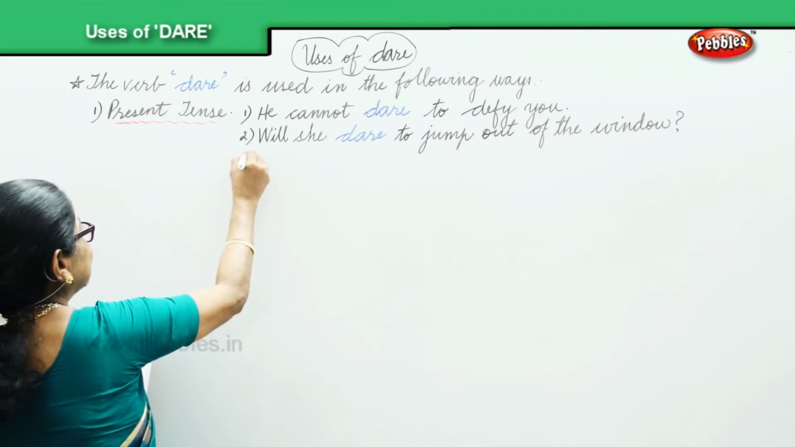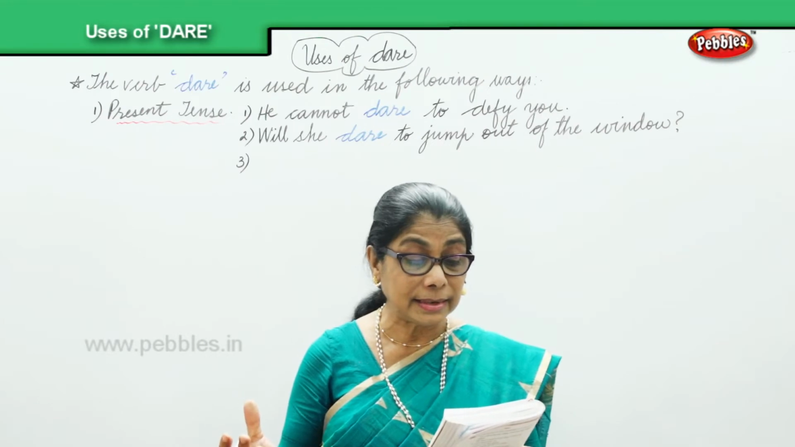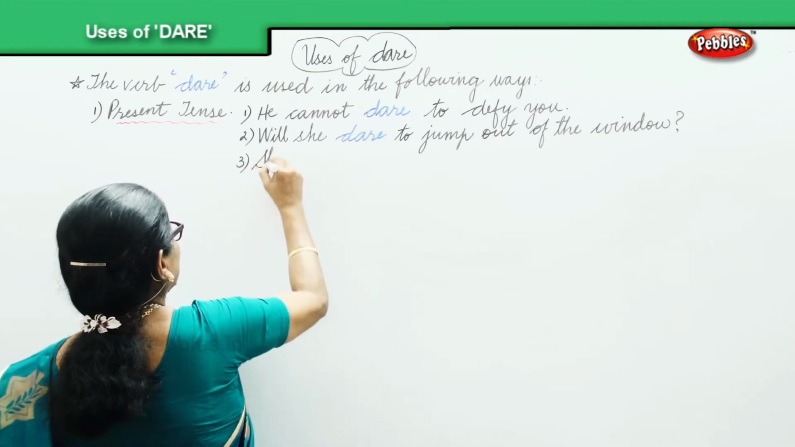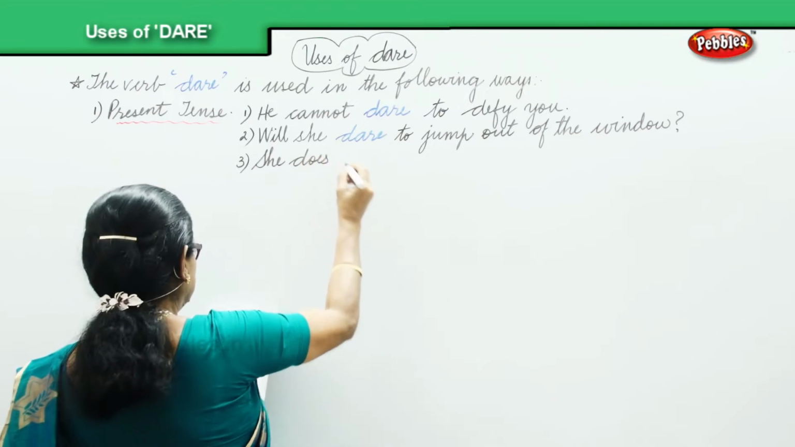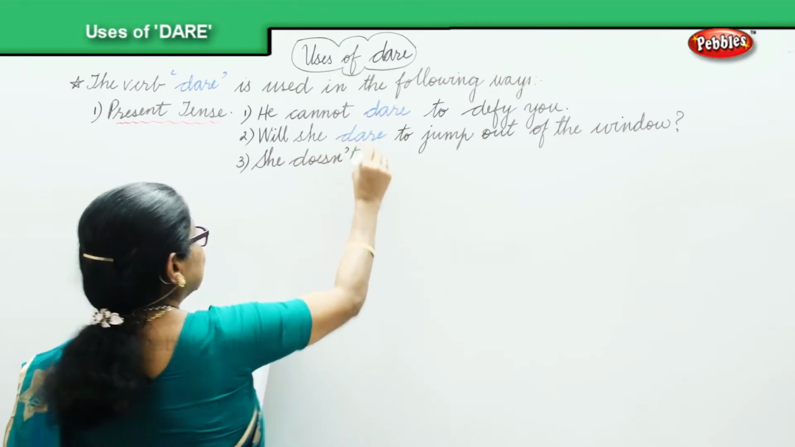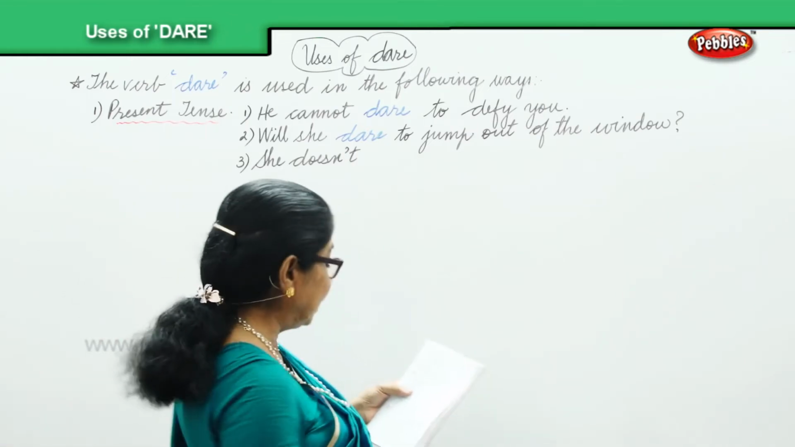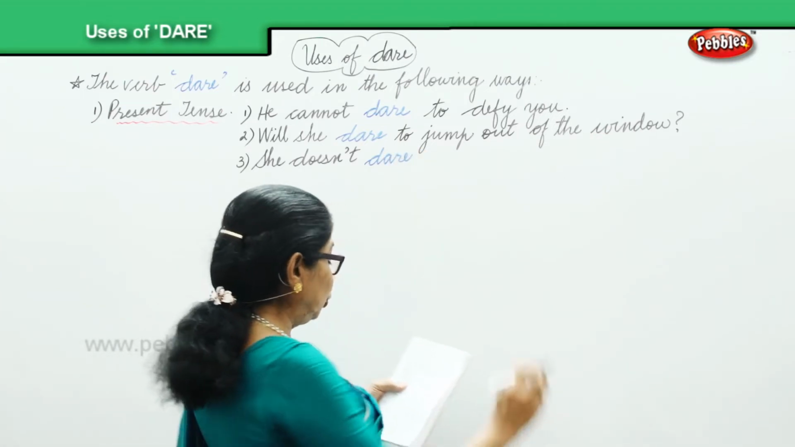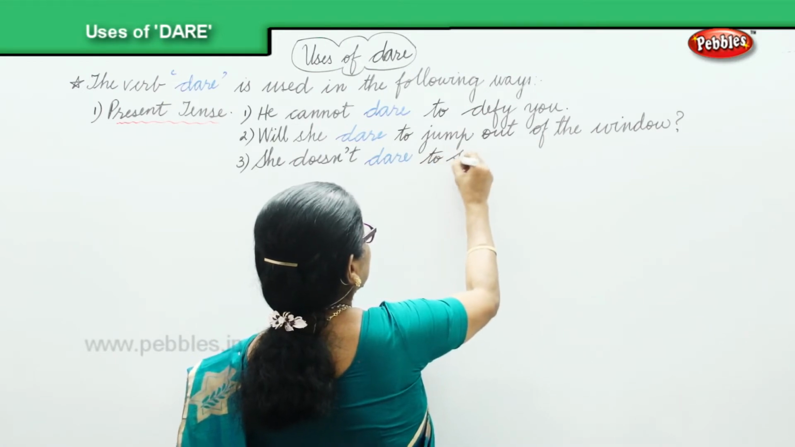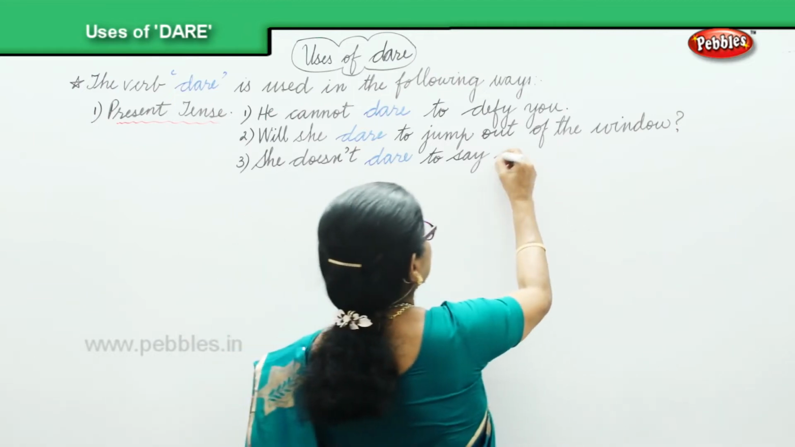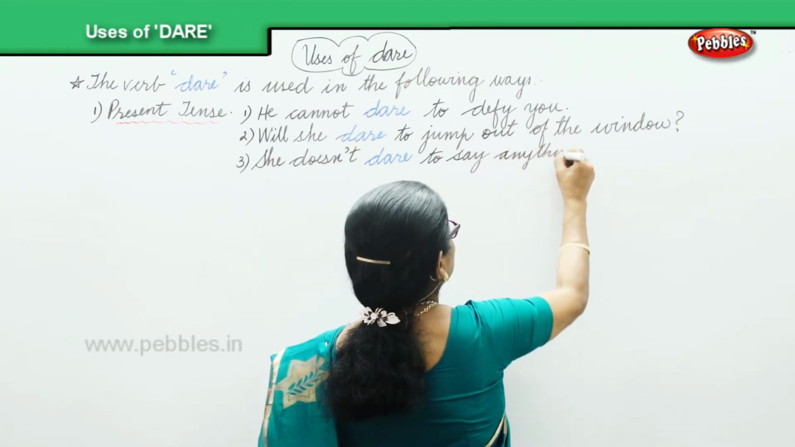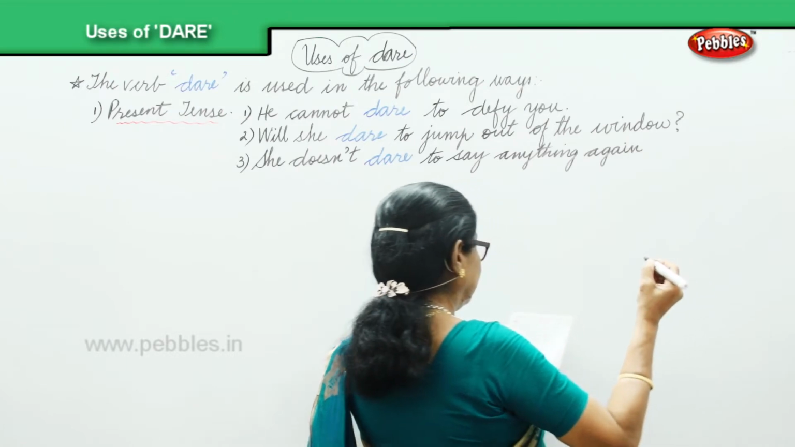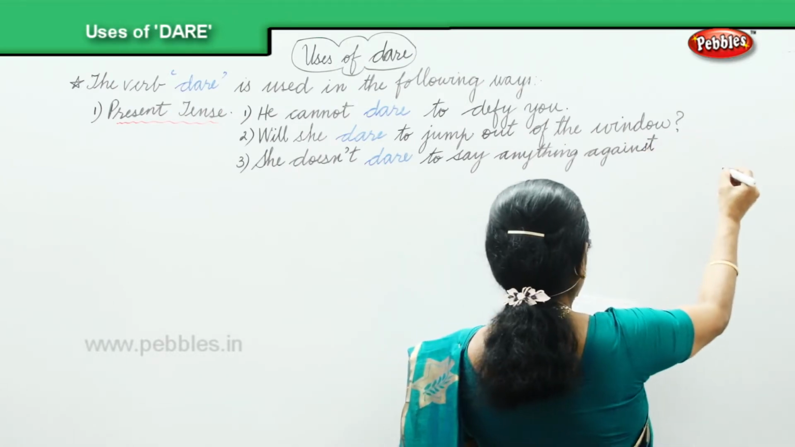And in the third sentence, we have, she doesn't dare to say anything against her friend. She doesn't dare. That means she's scared. She doesn't dare to say anything against her friend.